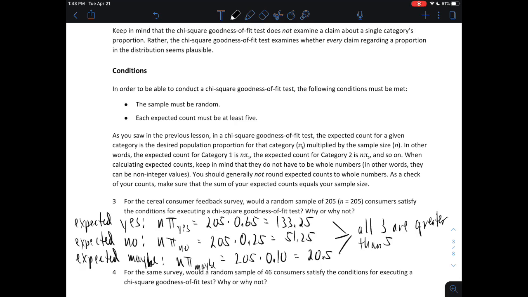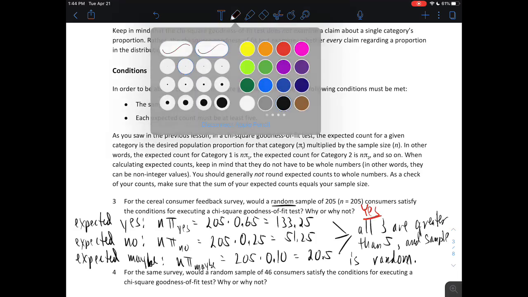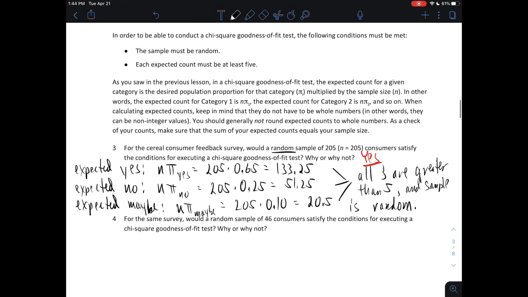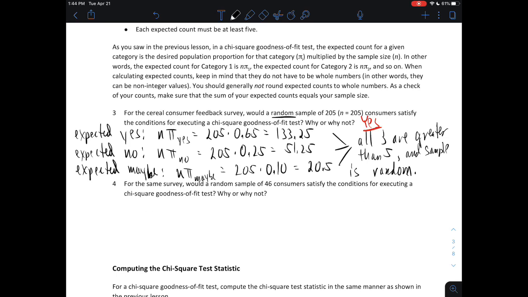So when they ask would a random sample satisfy the conditions, we've got the sample size is good, and then they do say that the sample is random. So we've got all three of our expected counts are greater than 5, and the sample is random. So the whole answer for number 3 would be yes, and the reasoning is what I just wrote below. Okay, we've seen things like this before when we talked about proportions.